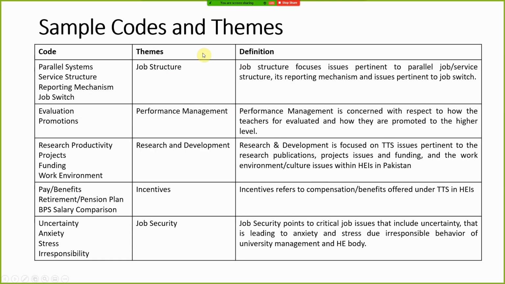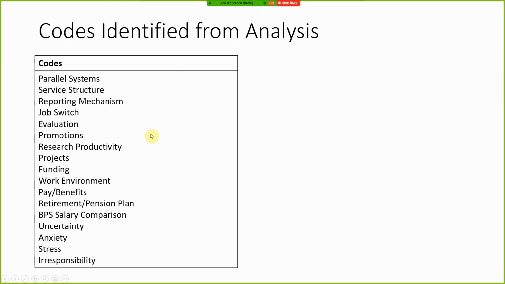Now what I've done is, look at these codes. These are 17, 18 codes. The next step is you have to identify whether you can group these codes, just like you do it technically or statistically in exploratory factor analysis. You have to do it manually in qualitative analysis.